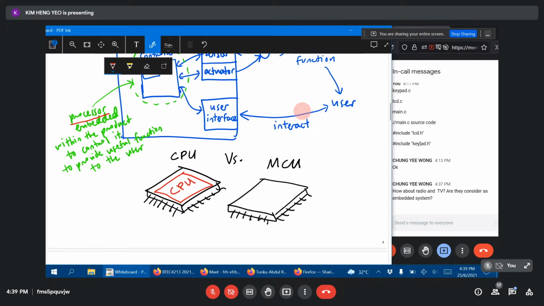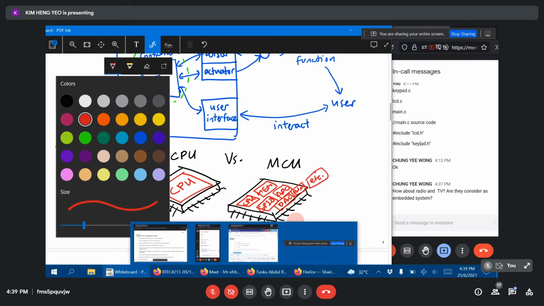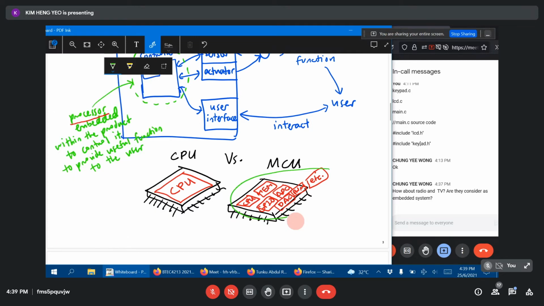So it's a very powerful processor. A microcontroller has a CPU, memory, GPIO ports, and a lot of other peripherals like ADC, DAC, PWM, etc. You have a lot of things, and all these things combined together give you a complete computer system.